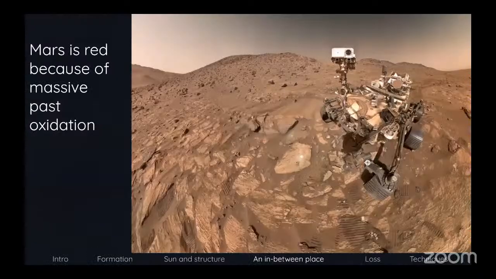And of course, we have the redness of the surface of Mars as a good example. We think that this is evidence of significant past oxidation on Mars. So Mars's surface is also very volcanic. It's very rich in iron. So as that was exposed over time to oxygen, that would have oxidized it to this red color. So another good example of atmospheres and surfaces interacting.